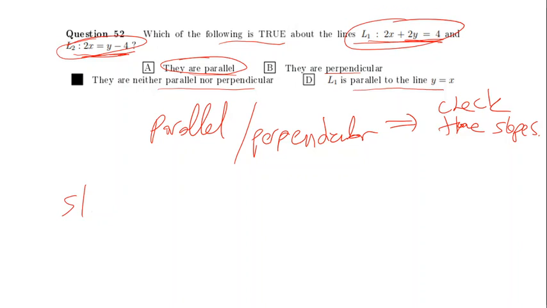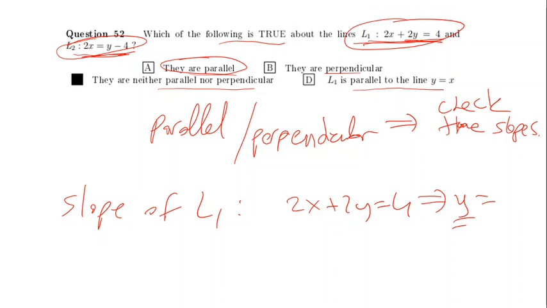Slope of L1, how can we check it? L1 is given as 2x plus 2y equal to 4. You have to change it to y equal to. You have to isolate y and take it to the form mx plus b, and then m will be the slope. So let's leave 2y here and send this one to the other side.